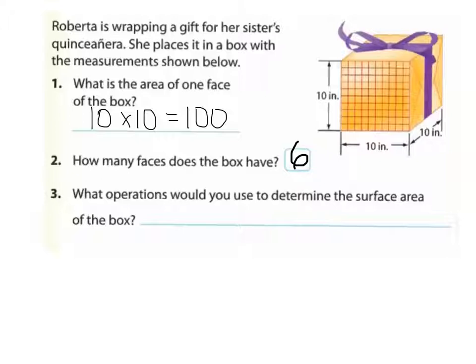What operations would you use to determine the surface area of the box? You would use multiplication and addition.